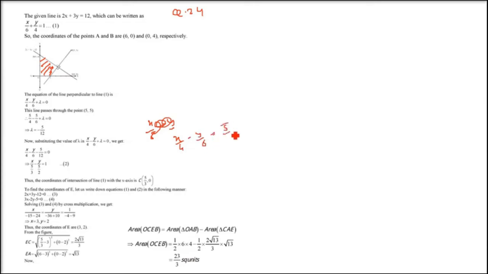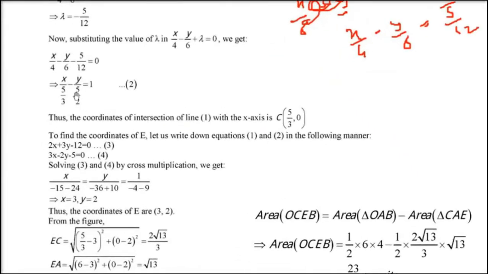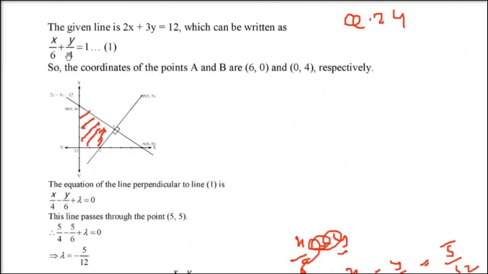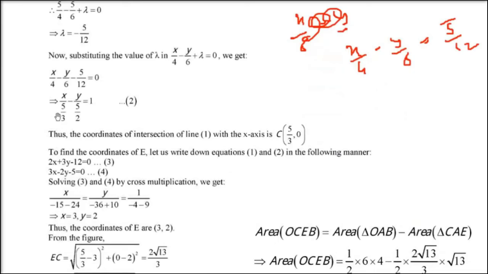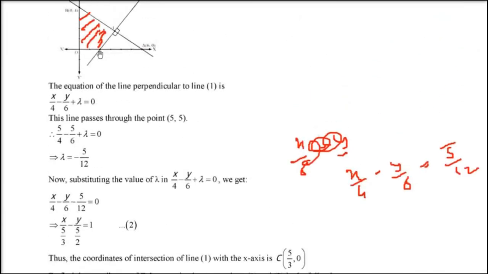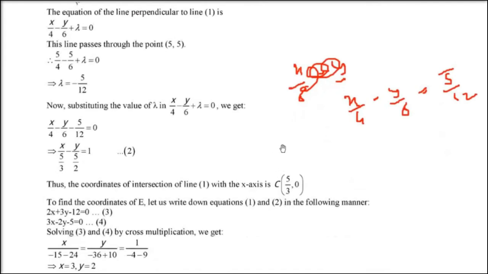Divide both sides by 5/12. Then you'll get the x/a, y/b form, and this is 5/3 and 5/2. Actually, it's not 5/2, it will be minus 5/2. So x/a, we are taking the intercept on the x-axis, and the a is 5/3. So now point C is known. The point C is (5/3, 0).